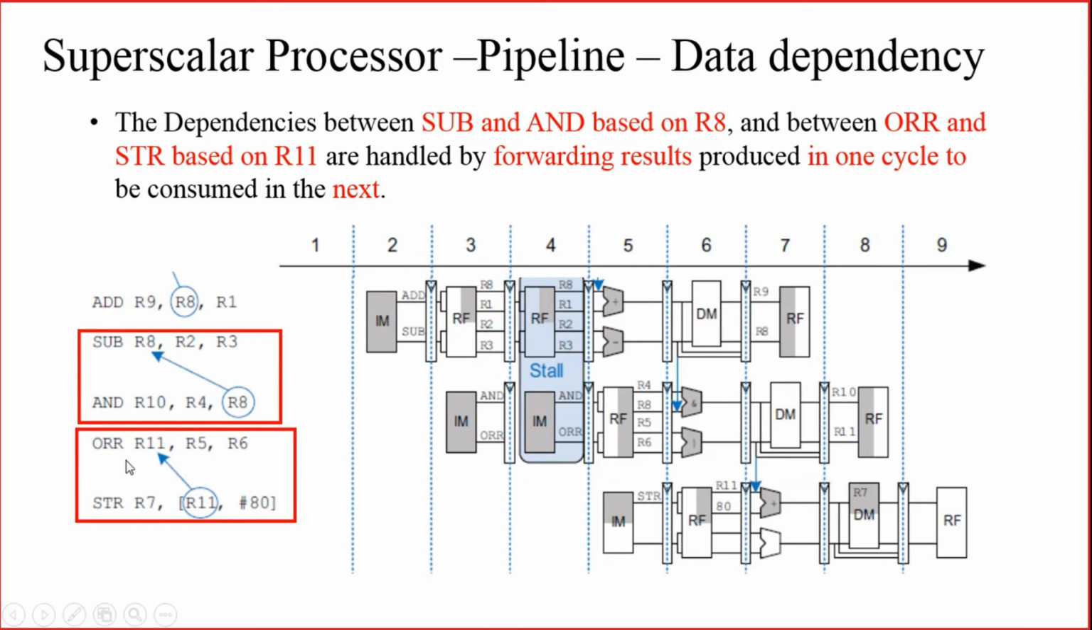Similarly, between OR and store, again there is a data dependency on R11. In both cases, CPU stalling has already taken place. So AND also will be executed, and one stall will happen. Then in the last cycle, for the execution of the last instruction, stalling is not required, because in the 7th stage itself the result of R11 is there. R11 can be taken to the store instruction in the 7th cycle itself. So this was a problem caused by data dependency in the case of a superscalar processor.